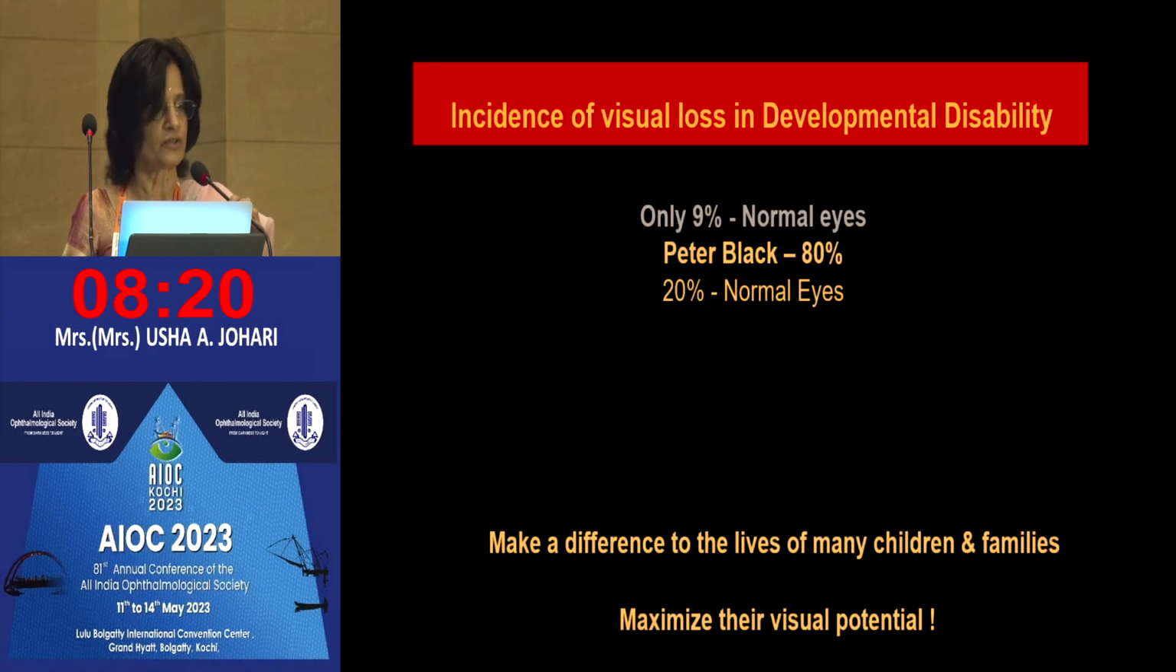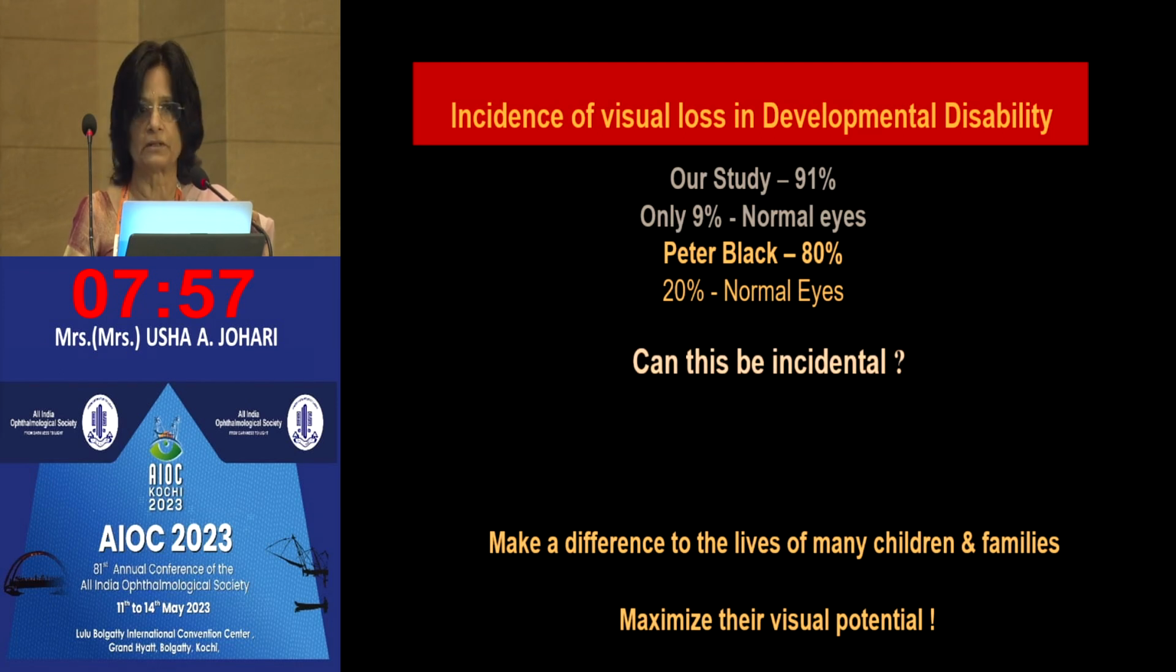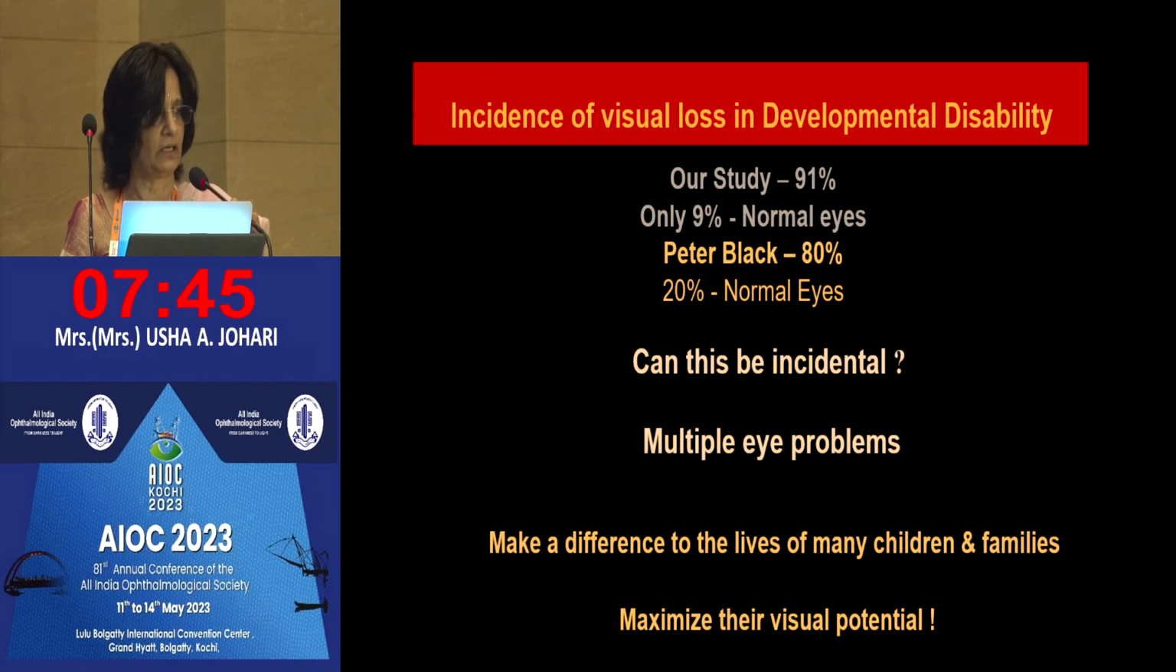The incidence of visual loss is recorded in the literature by Peter Black, in a study which showed that 80% of children with developmental disability had eye problems, and we carried out a study of 154 children and found that almost 91% had eye problems in developmental disability. Sometimes I wonder how this can be incidental, and is it possible for us to make a difference to the lives of many children and maximize their visual potential? One more interesting thing that we noticed is that the child with developmental disability had multiple eye problems.